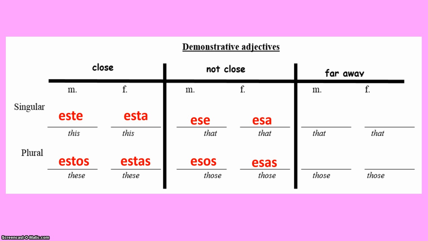In Spanish, they also have words for that and those for items that are far away. We don't really have something like this in English, but it's a that and a those that's farther away. Our demonstrative adjectives for when things are really far away are going to be aquel, aquella, aquellos, and aquellas.